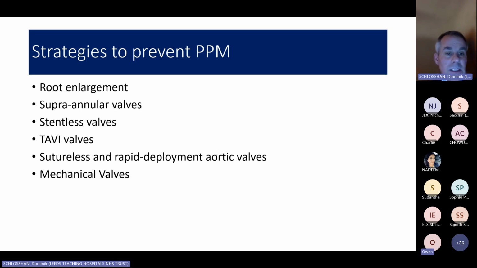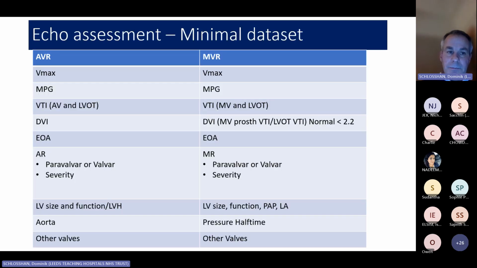TAVI valves generally, because there's just less material and the true internal diameter is bigger, are generally better. These days, the surgeons also have these sutureless valves that you might have heard of that are better. And of course, you can have a mechanical valve. So those are, broadly speaking, and I won't go into detail, ways of preventing too small a valve and this condition called prosthesis-patient mismatch, which is an indexed valve area of more than 0.65.